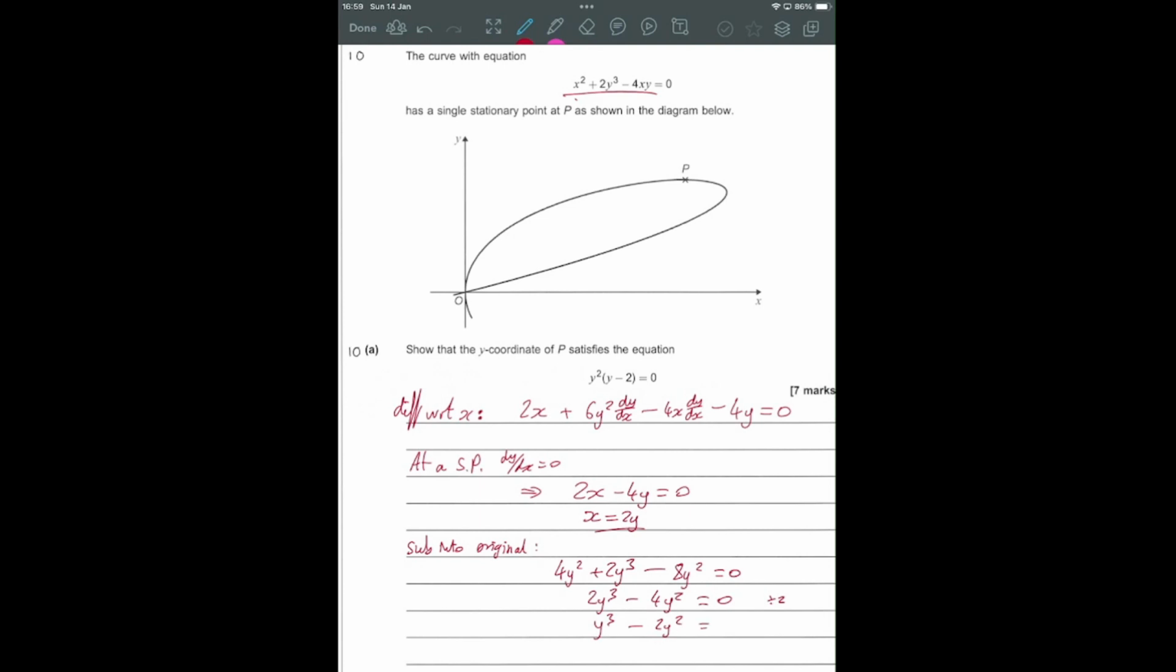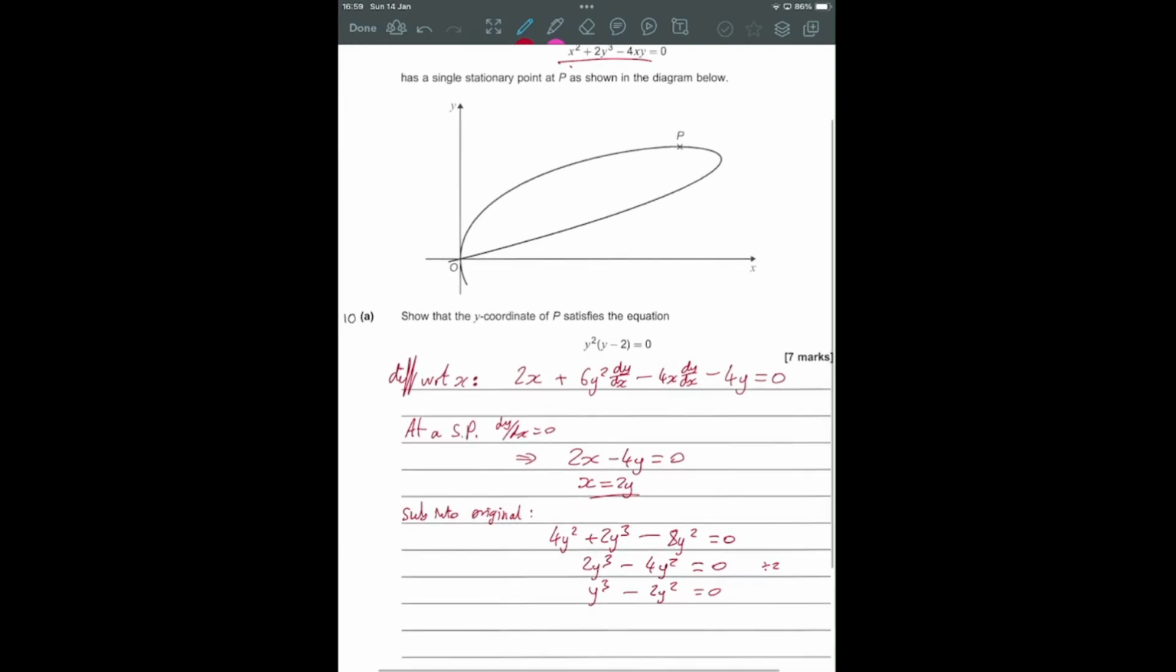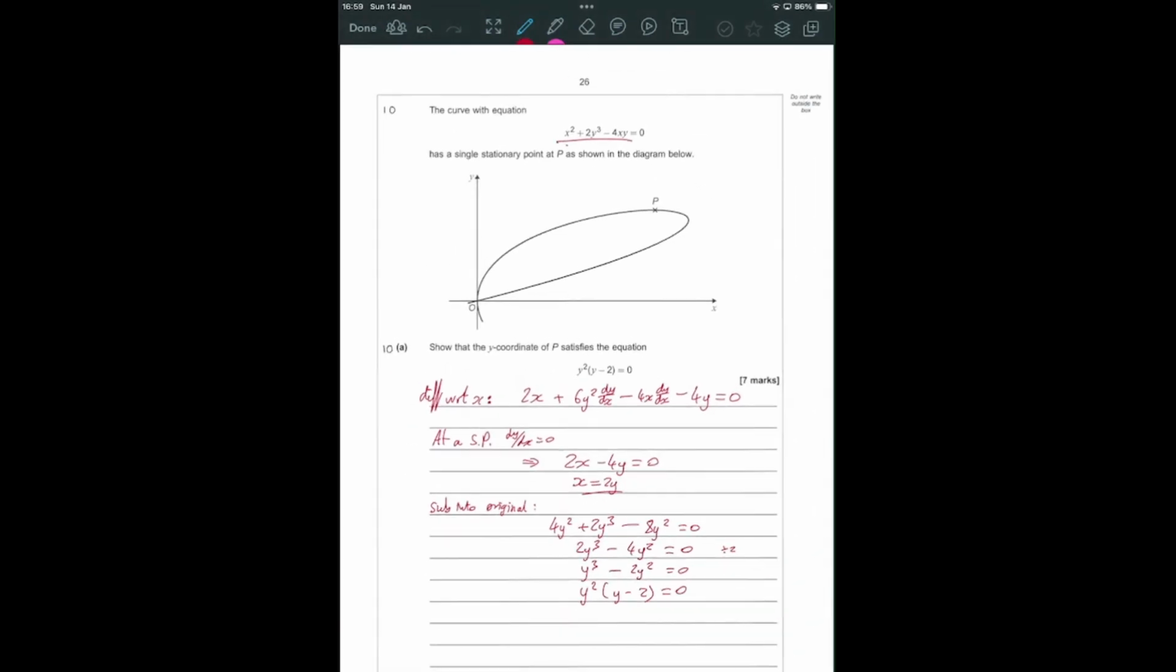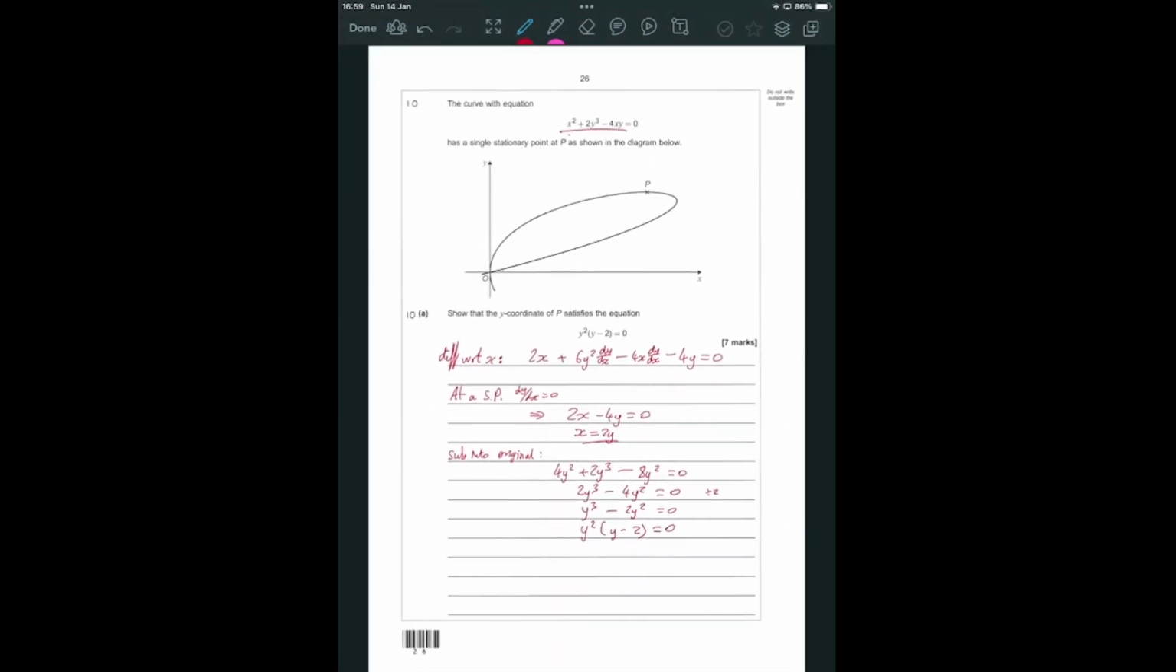Again, I'm doing an excessive number of lines of working for this, but it is a show that question, so that's how I trained myself to work on these questions. And I've got exactly what the question wanted. 7 marks for that. Yeah, we've done a lot of work for it.